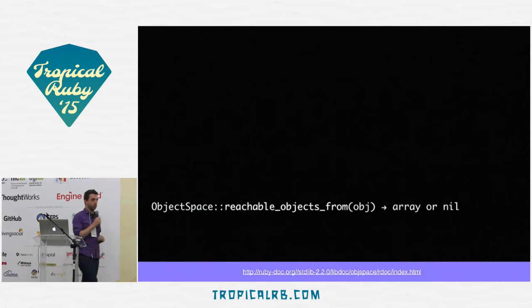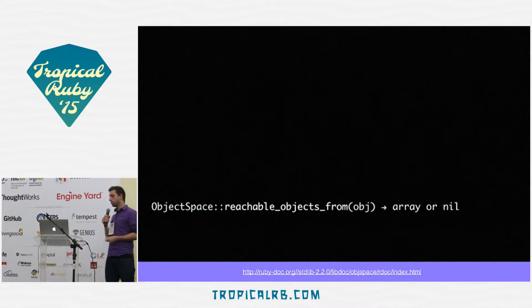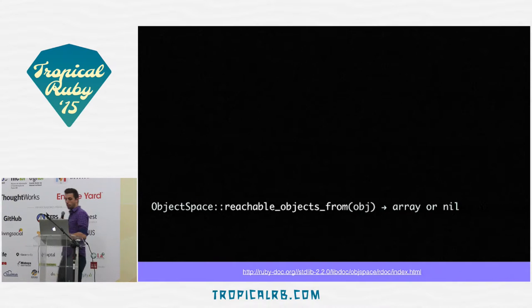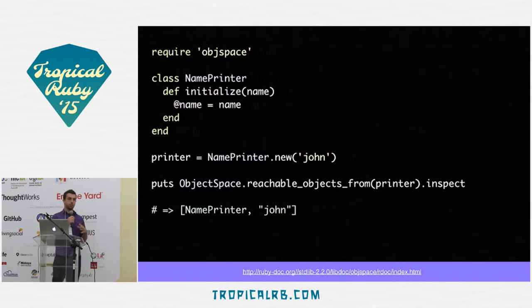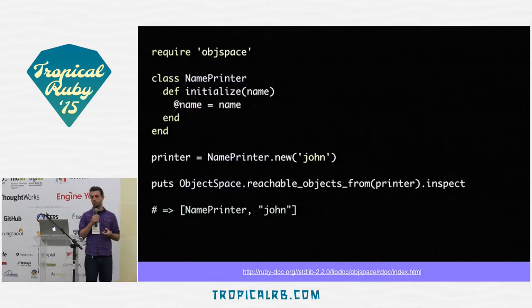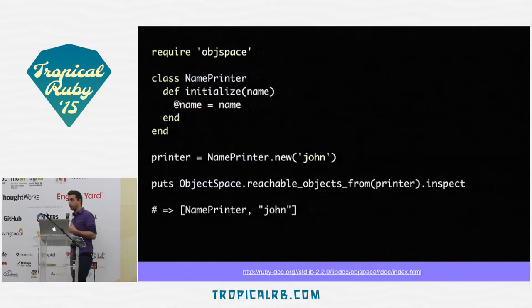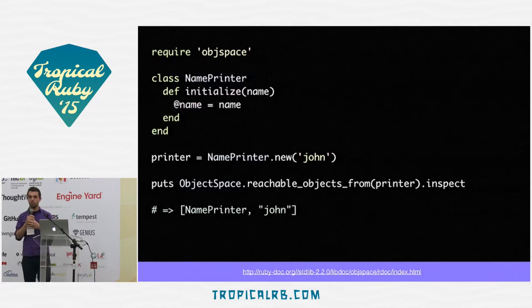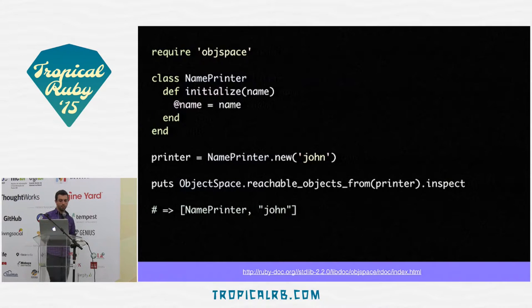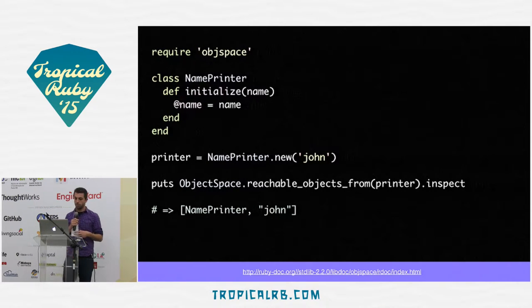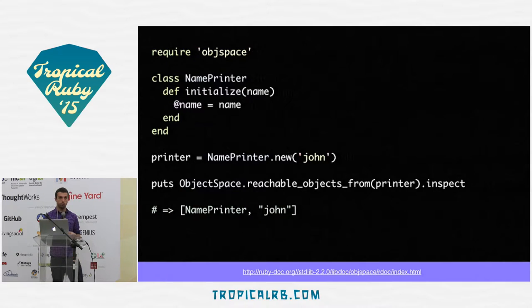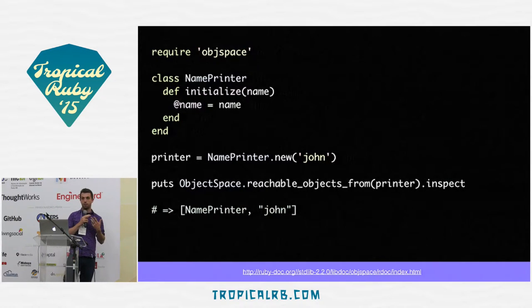And you can also do this really cool thing, which is ObjectSpace.reachable_objects_from, which will return all of the different objects that are currently reachable from that object. So if you look at this example, we define a NamePrinter. It takes a single argument in the initializer that is the name. So if we create a new one of those and we ask what reachable objects are from it, we'll get the class NamePrinter and the string John.